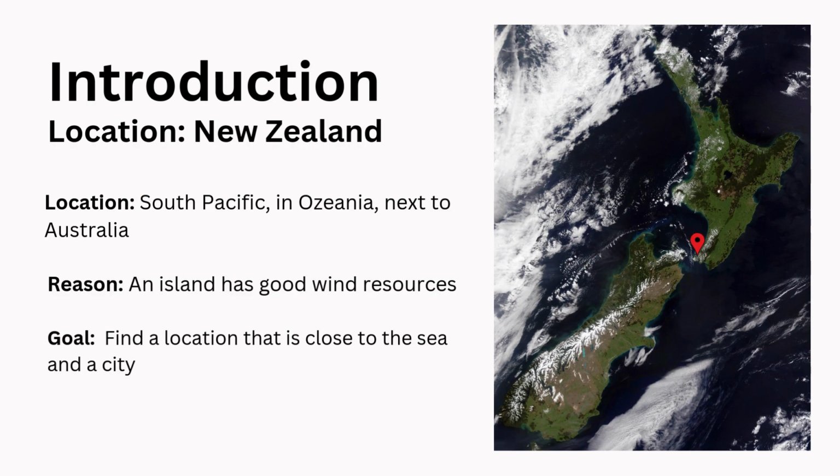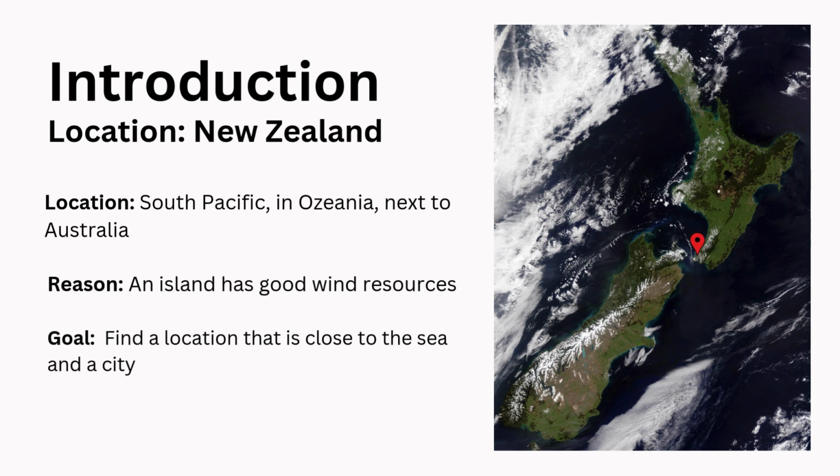And where is New Zealand located? New Zealand is located in the South Pacific, east of Australia, and belongs to the continent Australia and Oceania. And you see in the right picture, New Zealand is an island, which may be the reason why they have good wind resources. Our goal now is to find a location that is close to the sea, which produces the energy, and is close to the city, which uses this energy directly.